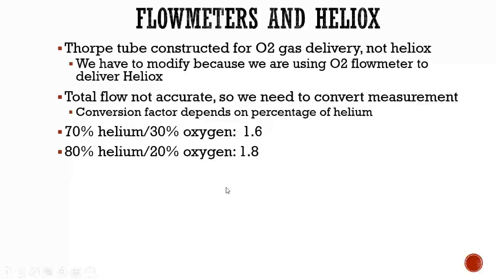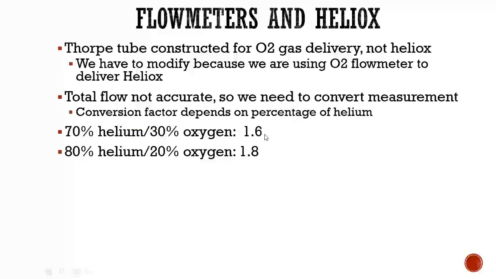The big thing that gets complicated with heliox is that our Thorpe tubes or flow meters are made for oxygen gas delivery. We don't actually have a specific flow meter for heliox. Because of that, we do use the oxygen flow meter, but we have to modify it. So if you're looking at the total flow that your patient is going to get, you have to use these conversion factors.